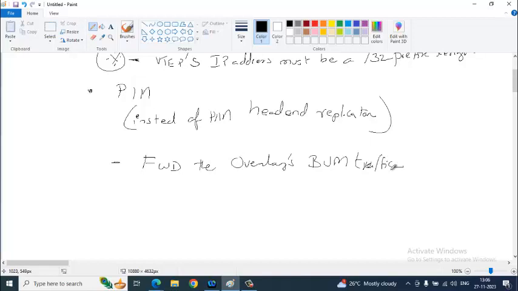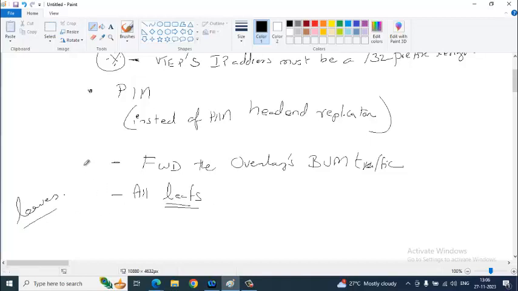Over the tunnel, if you would like to forward some broadcast, unknown unicast, and multicast, you need multicast. So that's one thing. Another thing is in VXLAN, all the leaves, all leaves, but you will not write leaf spelling in English like this. Something like this only we write.